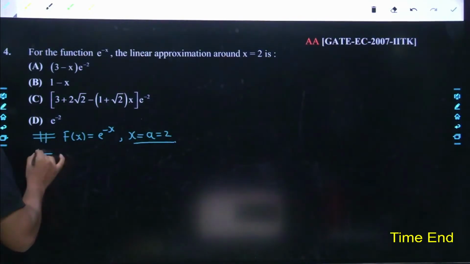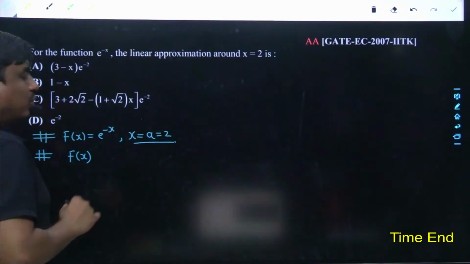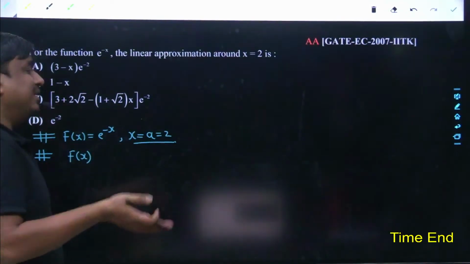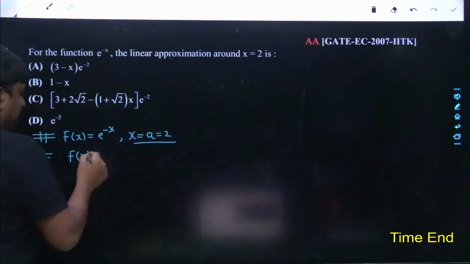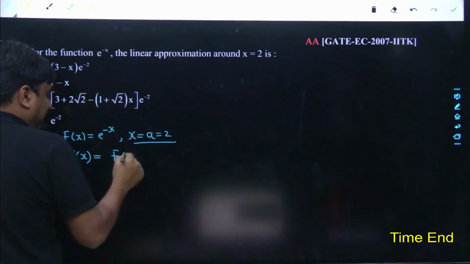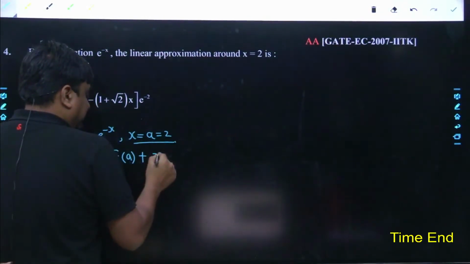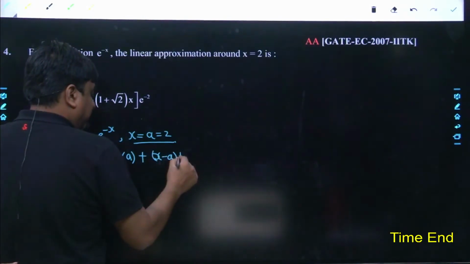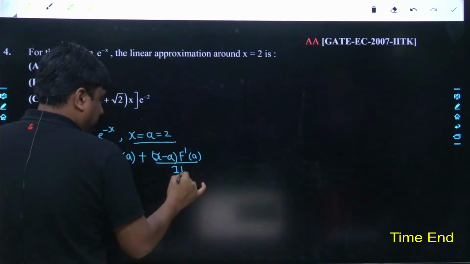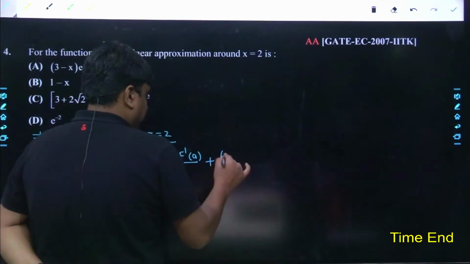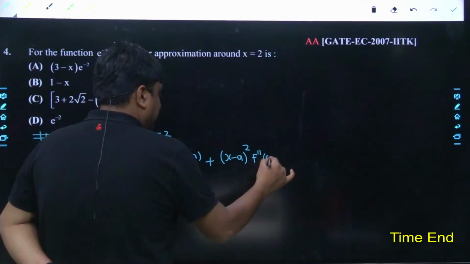We have already seen that if you wanted to fit a Taylor series expansion over any function f of x, which is continuously differentiable at a certain point x equals a, it could be written as the value of the function at x equals a, that is f of a, plus x minus a times the first derivative of the function at x equals a, the point around which the approximation is to be taken. Then this keeps moving for the higher degrees.